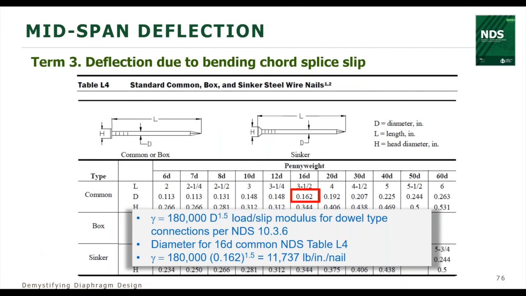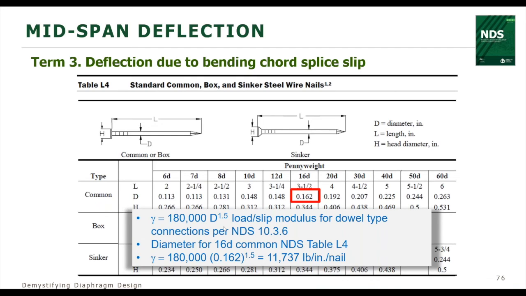And when we look at the gamma, it reflects the load slip modulus of the actual dowel type fastener, and we would turn to the NDS. There's an equation in section 10.3.6 that provides an equation shown here of 180,000 times the diameter of the fastener to the 1/5 power.